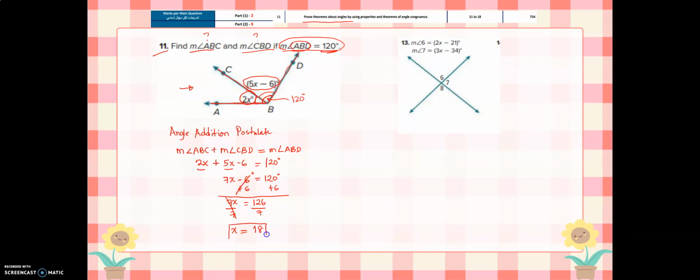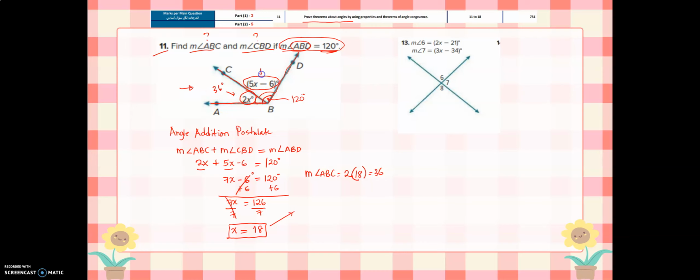So the value of our x here is 18, and we are ready to find the measure of angle ABC. I'm going to write here measure of angle ABC is equal to 2x, or let's substitute the value of x right here. What we have is 18. So 2 times 18 is equal to 36. Now this angle measures 36 degrees.